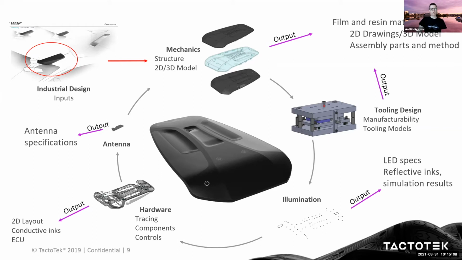The final output from each team will be the film and resin materials and thicknesses from mechanics as an example, as well as production drawings and models. From illumination, it's LED positions and specification, what types of reflective inks to use, and lighting simulation results. From hardware, it's the 2D electrical layout, conductive inks that would be required in that application or part, the external control board design, and from antenna, specifications and so on. So constant communication is essential in order to ensure all the responsibilities and tasks are really being handled.